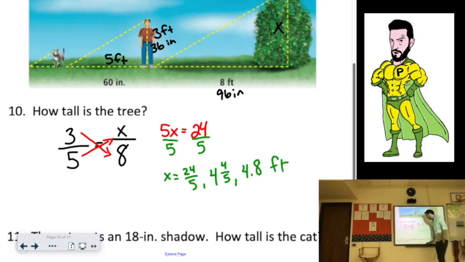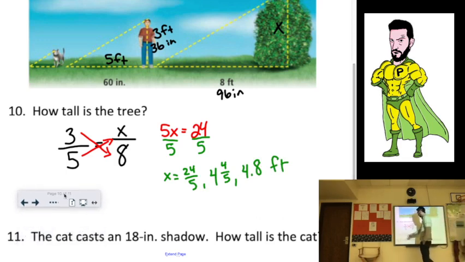All right, let's see what this last one says. The cat casts an 18-inch shadow. How tall is the cat? So, all right, you can say 18 inches. Now, if you want to convert that into a foot, you could divide it by 12, and that would give you 1.5 feet. But this cat's going to be pretty tiny if we're looking for the height of the cat. So I'd say let's go ahead and just use inches on this one.